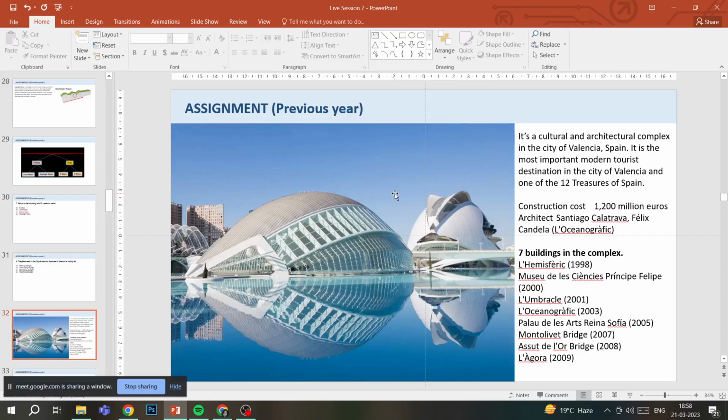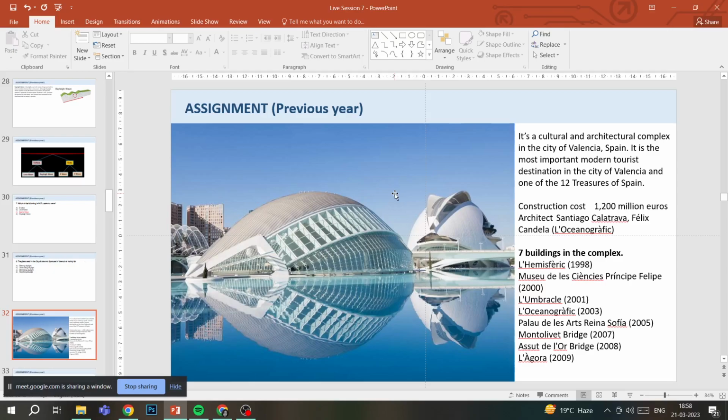He creates very modernistic, very scientific, very different looking buildings, derived from various shapes or ideas. Santiago Calatrava is very famous, and he has a lot of work done in Spain. So in this complex there are 7 buildings, and 6 of those buildings are designed by Santiago Calatrava.